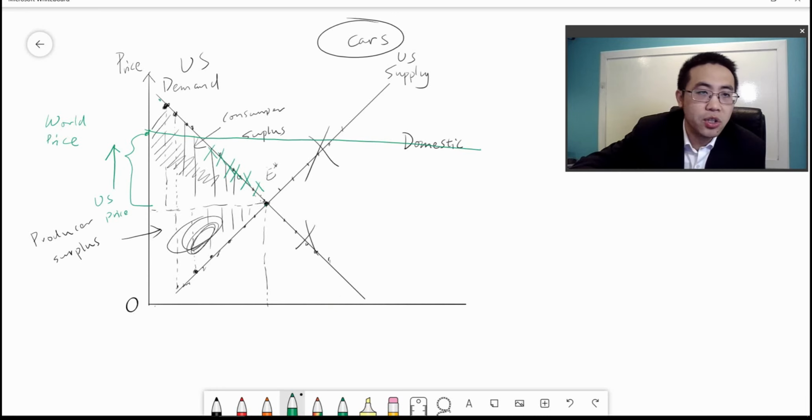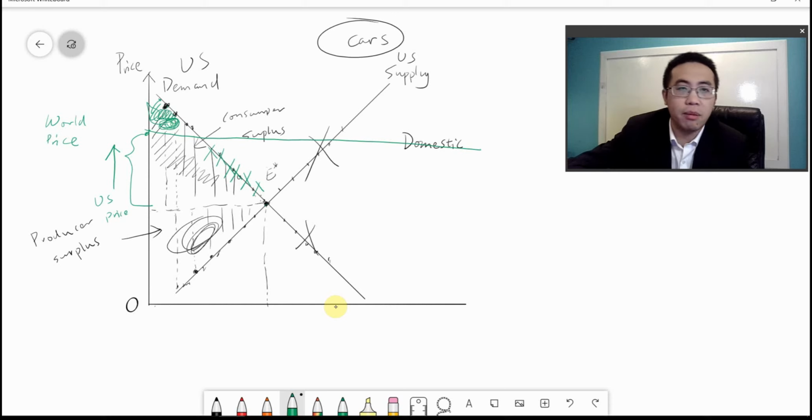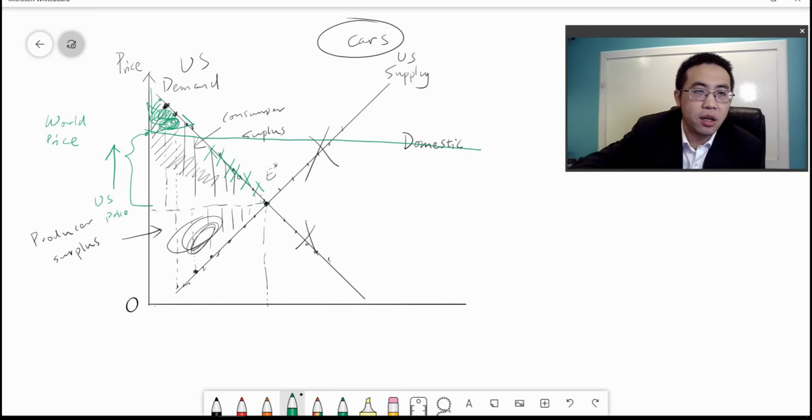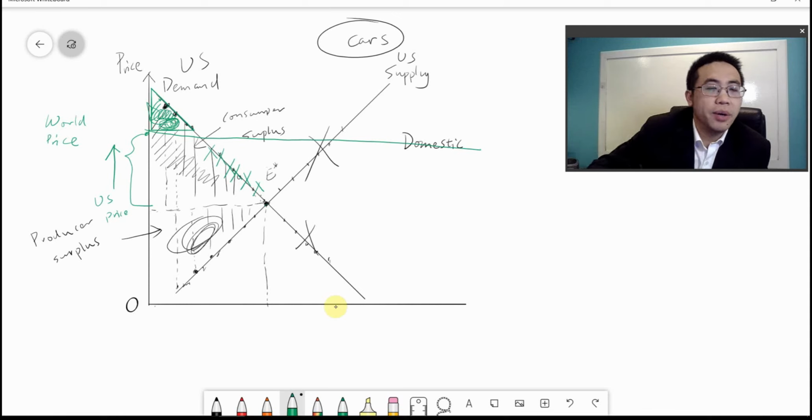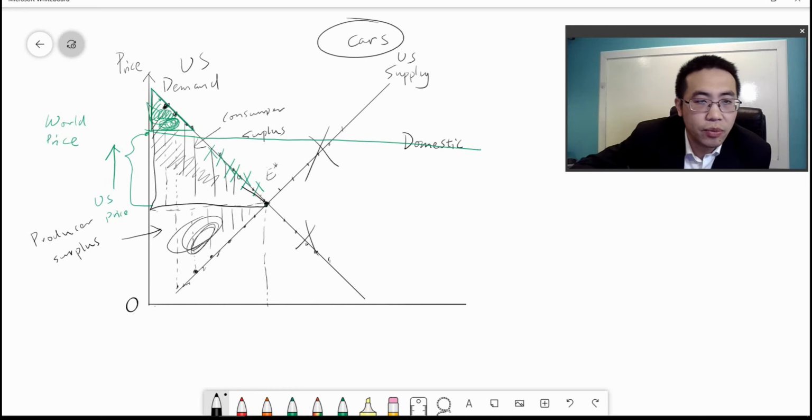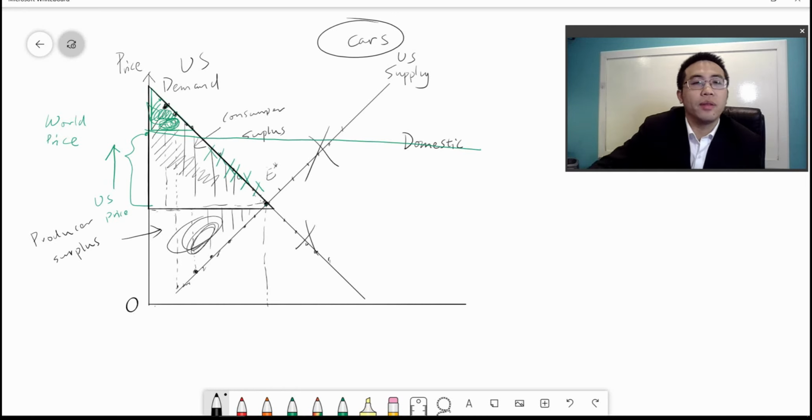But these people are still there in the market. So the new consumer surplus is this area. You can see the consumers are facing a higher price, and the consumer surplus is reduced to this triangular area. Previously the area for the consumer surplus is this much. So the consumers are getting hurt.